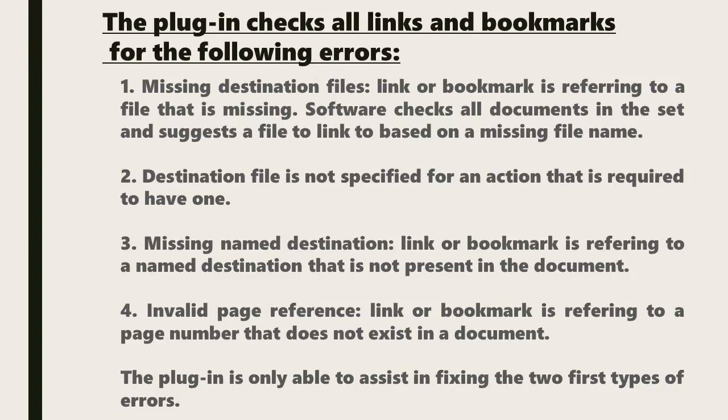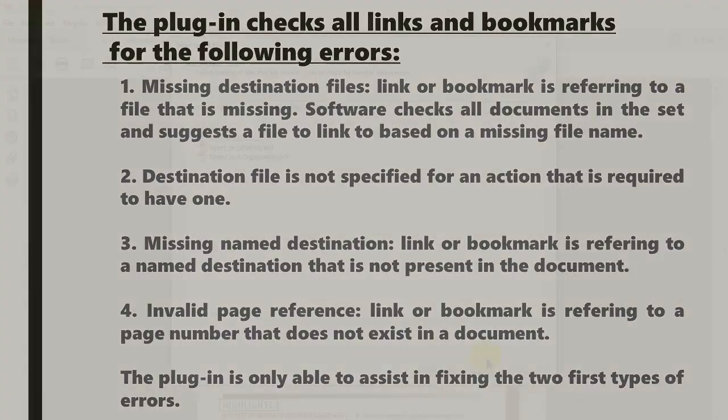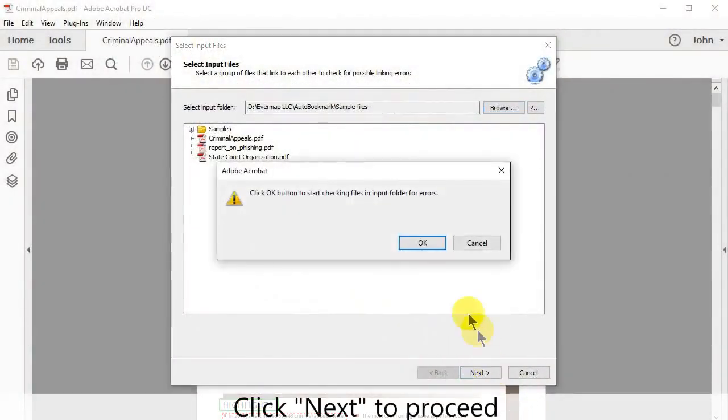Missing named destinations. When a link or bookmark refers you to a named destination that is not present in the document. And invalid page references. When a link or bookmark refers you to a page number that does not exist in the document. Note that the plugin is only able to assist in fixing these first two errors related to issues with destination files. Click Next to proceed.